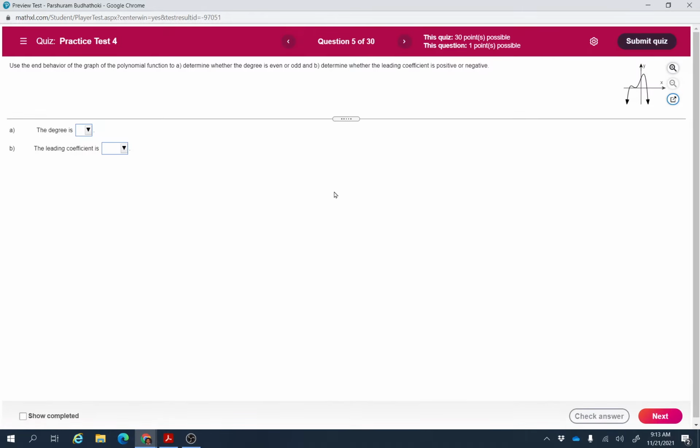Because it's going down on both sides, the leading coefficient has to be negative. If both ends go in the same direction, that's even, and if the same direction is downward, that means a negative leading coefficient. So the degree should be even and the leading coefficient negative.